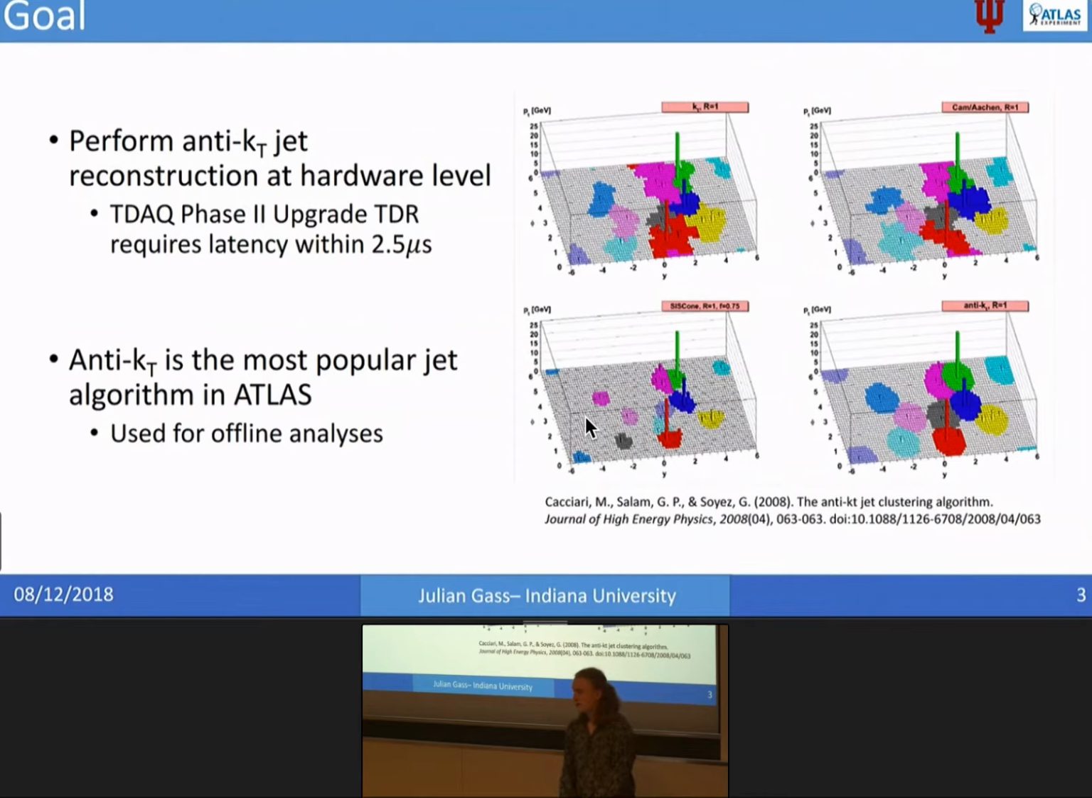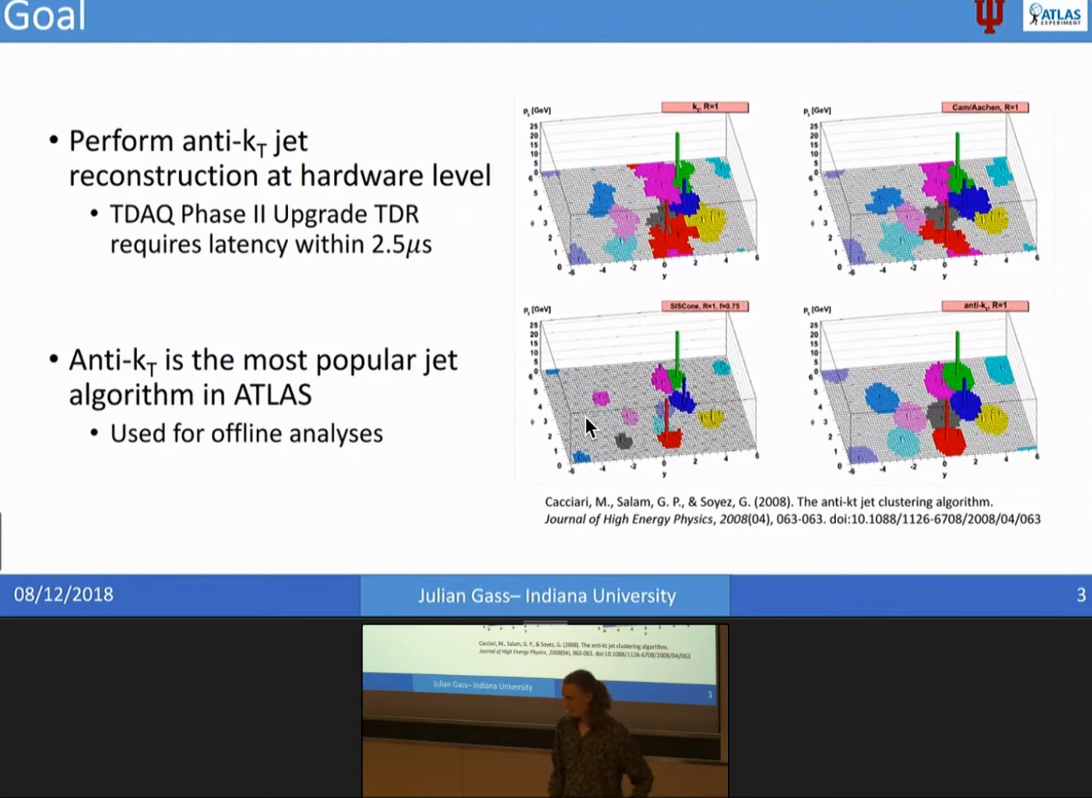So the anti-KT jet finding algorithm is the most popular jet finding algorithm used in ATLAS, and you can see why in these plots. This is input data that the calorimeter would see, and at the bottom right you can see the anti-KT algorithm, and it gives us these nice circular clustered particles, as opposed to the top two algorithms, which are pretty snaky and don't really have a very intuitive shape to them, and the cone algorithm is a little too small.